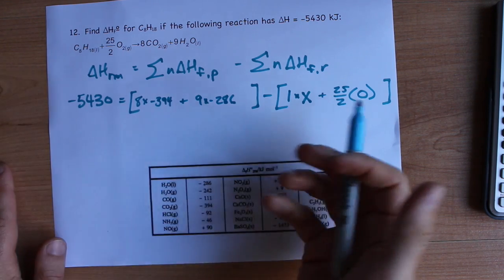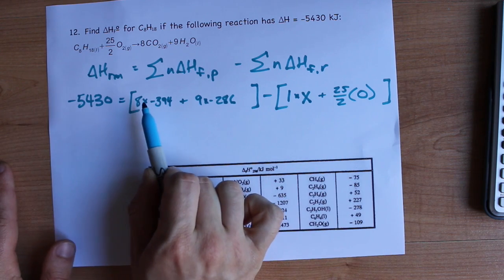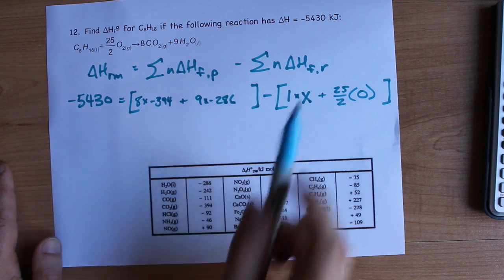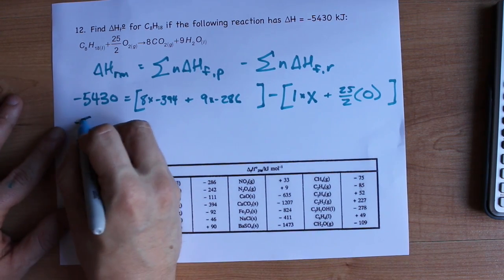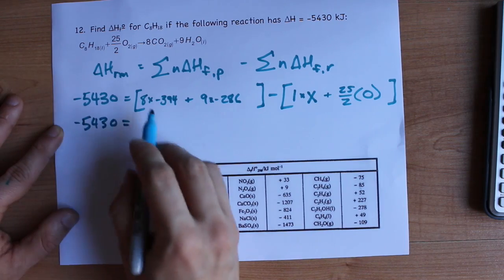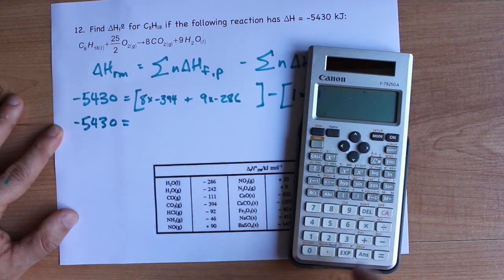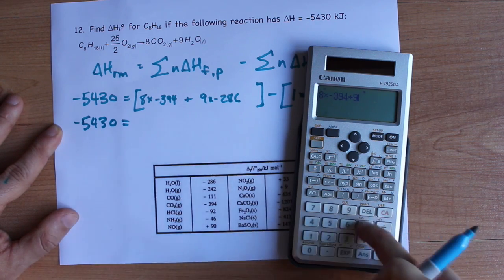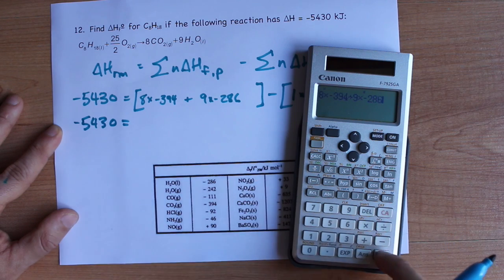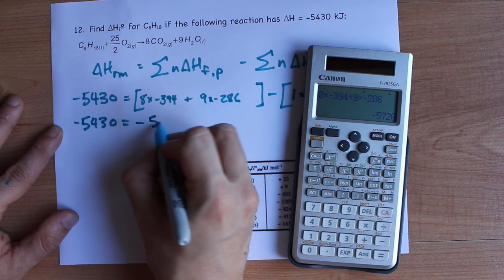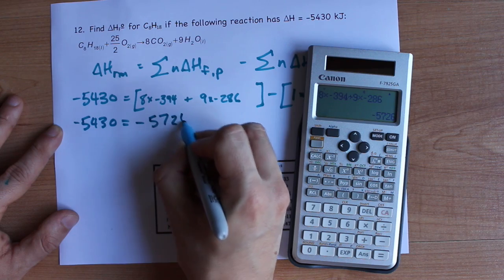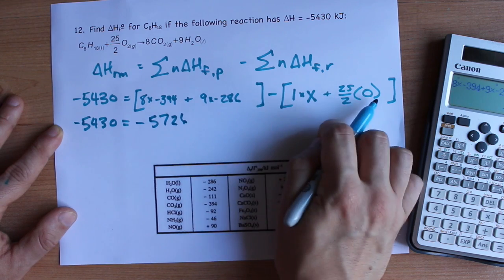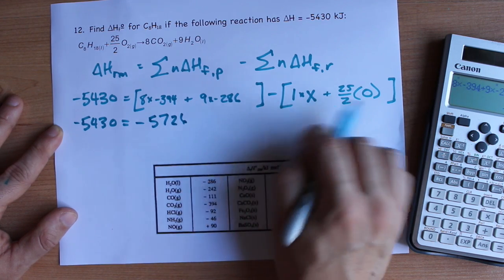Now, I wrote this like a loser in terms of using the times sign and then X as my variable, but that's the X variable and everything else here is times. So let's just do it together. Negative 5430 equals, I'm gonna do this whole bracket all as one. 8 times negative 394 plus 9 times negative 286 gives me negative 5726. And then I'm going to be minus x, and this is 0.1 times x is x, plus 0 is also x.